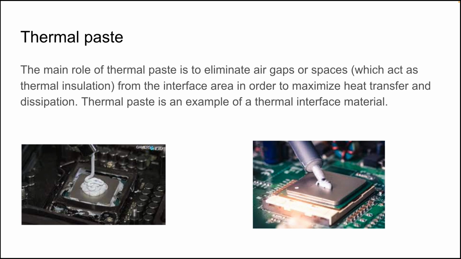Thermal paste is something that is used on CPUs primarily. The main role of thermal paste is to eliminate air gaps or spaces. So it's basically like insulation. It acts as insulation for your CPU. It maximizes heat transfer and dissipation. Thermal paste is an example of thermal interface material.